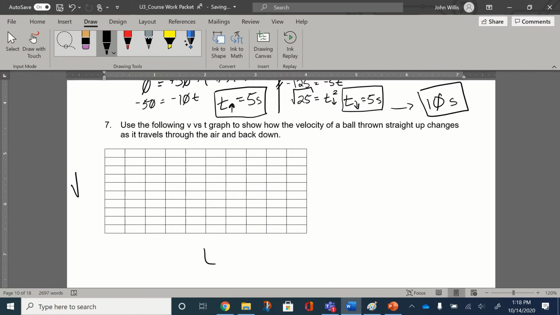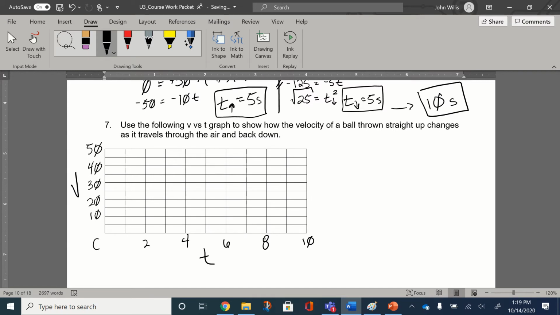I want to do this graph. I'm going to make each one of these vertical lines worth 1 second of time. I'm only labeling every other one, but that's fine. We can do that. And then your lines going up, the y-axis, for velocity, I'm going to label in increments of 10. So 10 meters per second here, 20 meters per second here, 30 meters per second here, 40 meters per second here, and 50 up at the top.